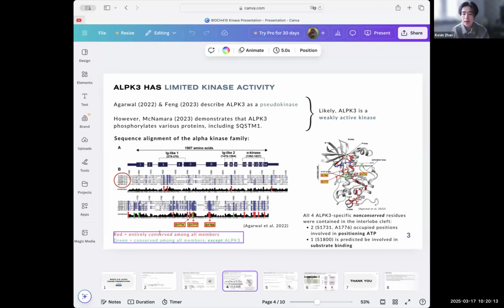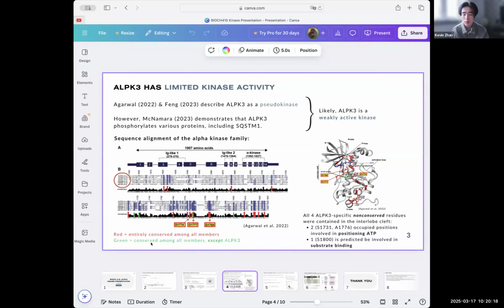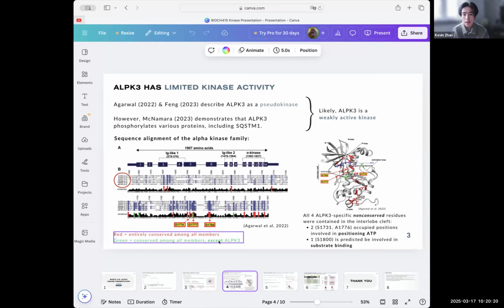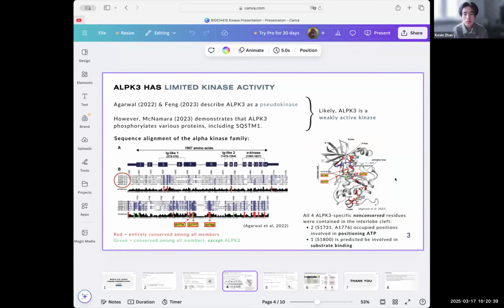So the red represents entirely conserved residues among all members of the alpha kinase family, whereas the green represents conserved among all members except for my protein, ALPK3. And what we can see here in this schematic is that all of those non-conserved residues are located within the interlobe cleft. And these are sort of involved in binding to substrate. So two of them are involved in positioning ATP, and one of them is involved in substrate binding. And so the lack of those conserved residues likely means that ALPK3 has weaker kinase activity compared to its counterparts.